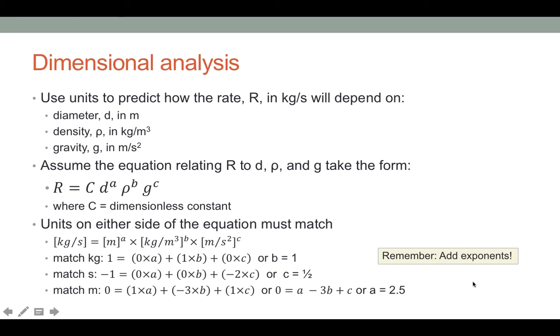Now, we can put all of this together and get a prediction, namely that the rate the sand flows out will equal some dimensionless constant times the diameter of the hole raised to the 2.5 power times the density of the sand times the square root of gravity. Now, when you look at this, it shouldn't be too surprising that the power is close to 2.